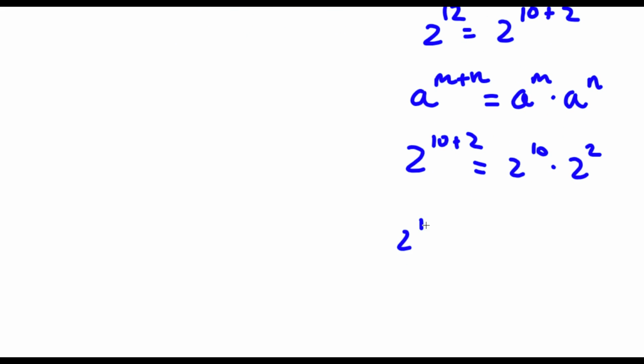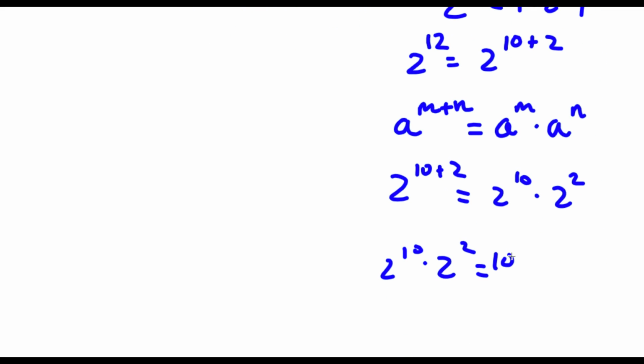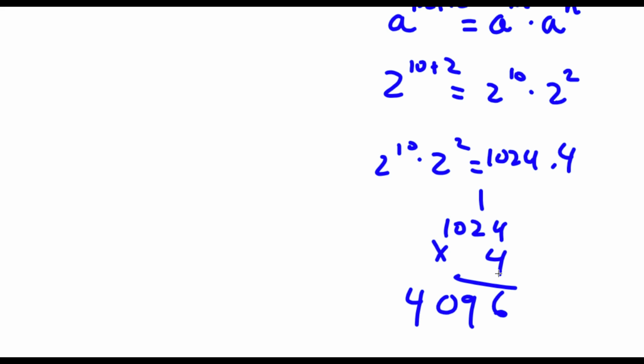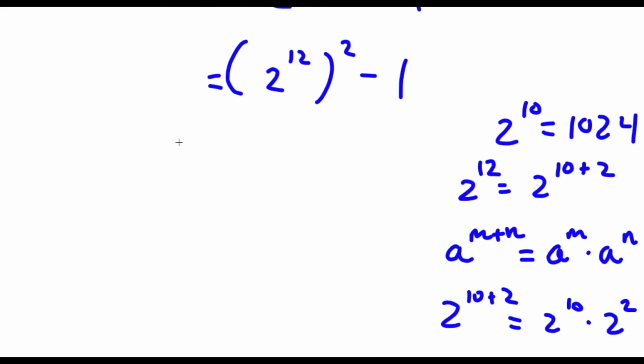Now, 2 to the power of 10 times 2 to the power of 2, well, 2 to the power of 10, we know this is 1024, and 2 to the power of 2, that's 4. So I have 1024 times 4, so if I now do this, 4 times 4 is 16, 4 times 2 is 8, 8 plus 1 is 9, 4 times 0 is 0, and 4 times 1 is 4. So I have 4096. So now this is the same thing as 4096 squared minus 1.